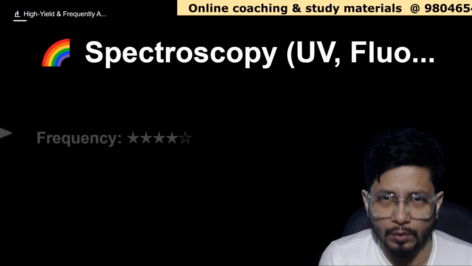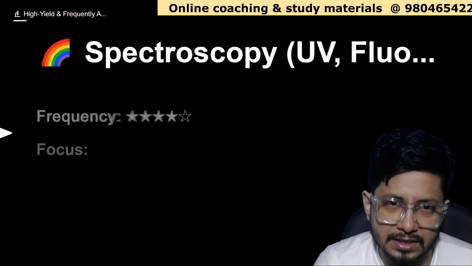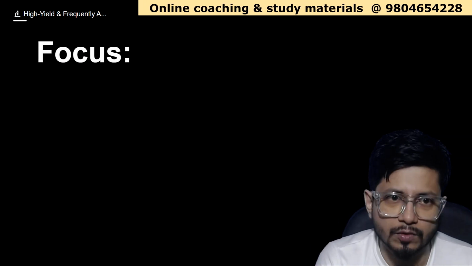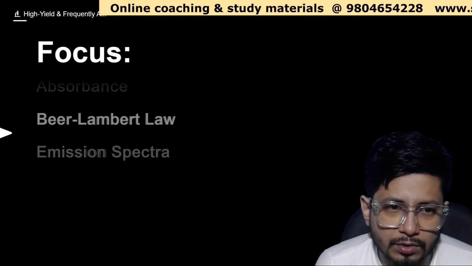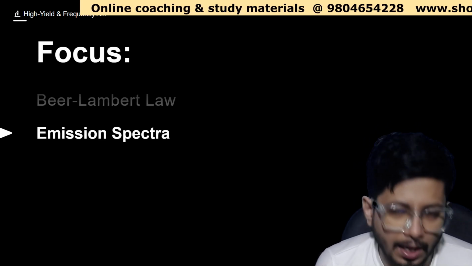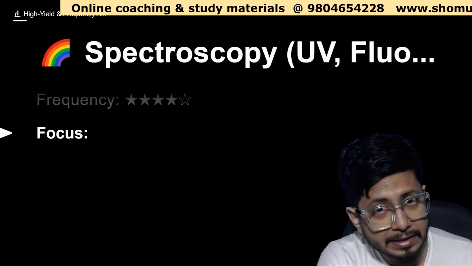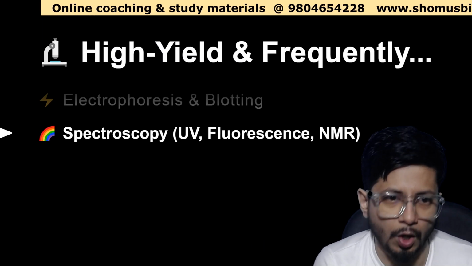Spectroscopy, UV and fluorescence spectroscopy, 4 star out of 5. The focus here for spectroscopy is absorbance, then the Beer-Lambert law, and emission spectra. We need to understand that mathematical questions from the Beer-Lambert law are important.